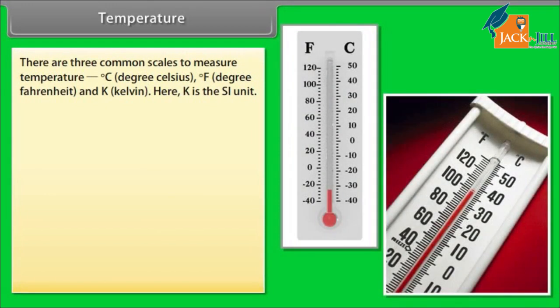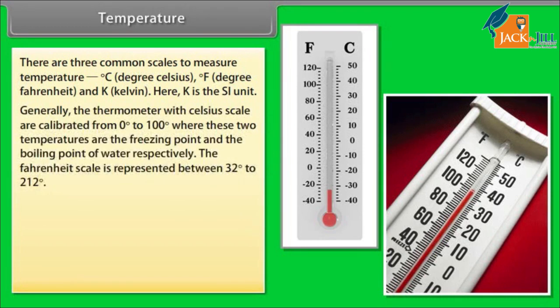Temperature. There are 3 common scales to measure temperature: degree Celsius, degree Fahrenheit, and Kelvin. Here K is the SI unit. Generally, the thermometer with Celsius scale is calibrated from 0 degree Celsius to 100 degree, where these two temperatures are the freezing point and the boiling point of water respectively. The Fahrenheit scale is represented between 32 degrees to 212 degrees.